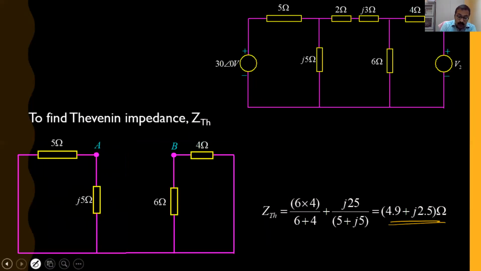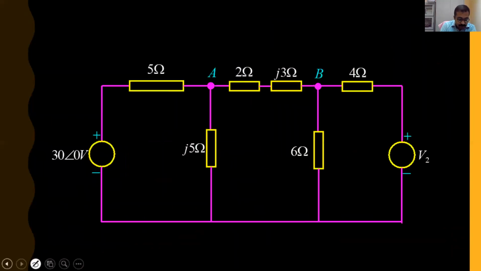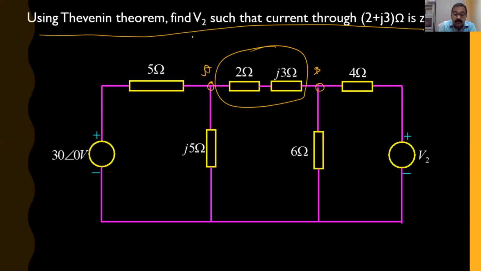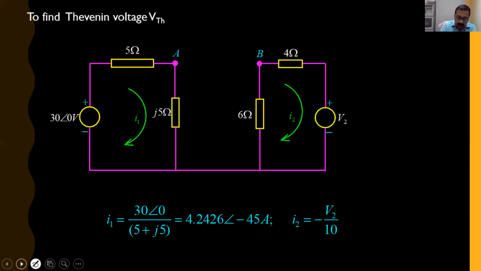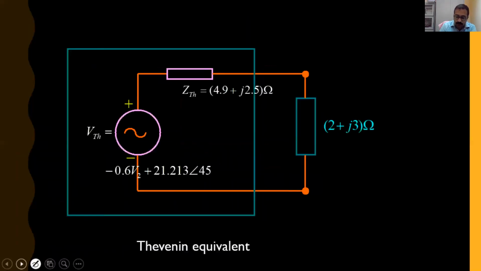What is the question? The question was to find V2 so that current through 2 plus J3 ohm is 0. Now we had found the Thevenin equivalent circuit. Now what next? You put the 2 plus J3 ohm in series.